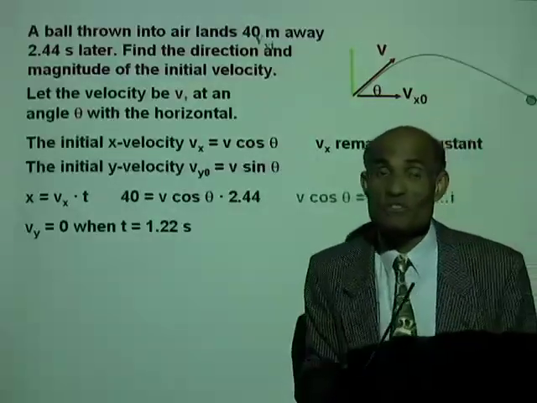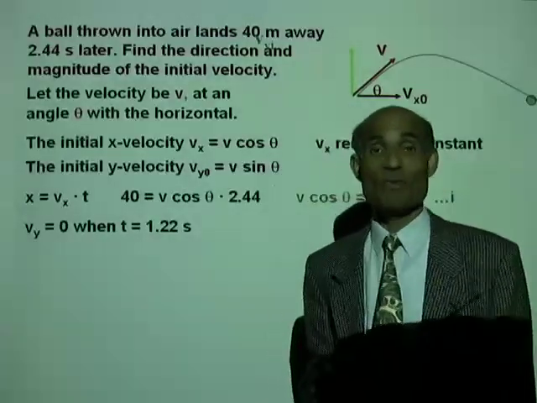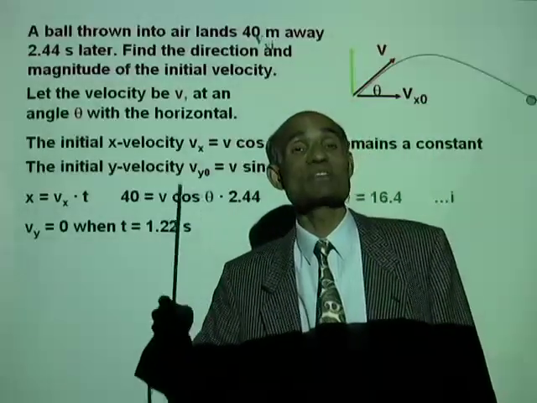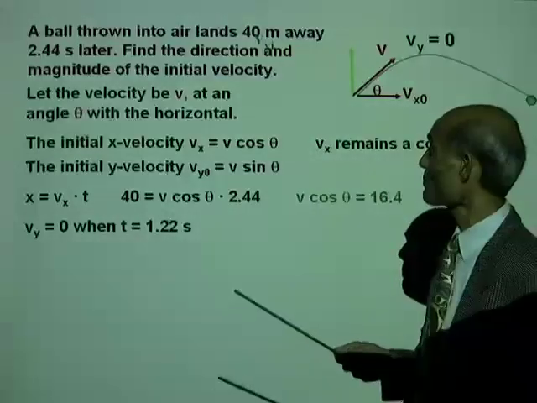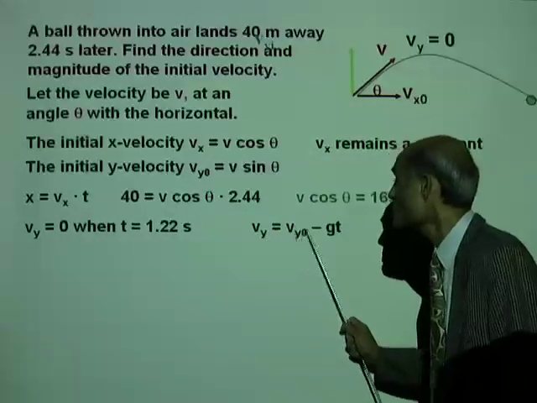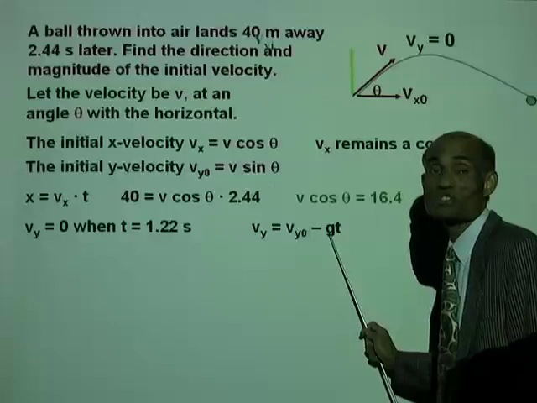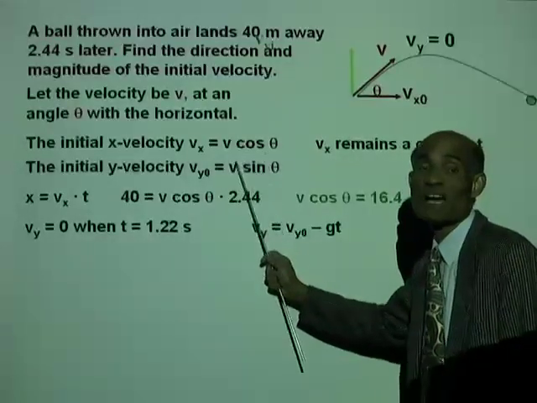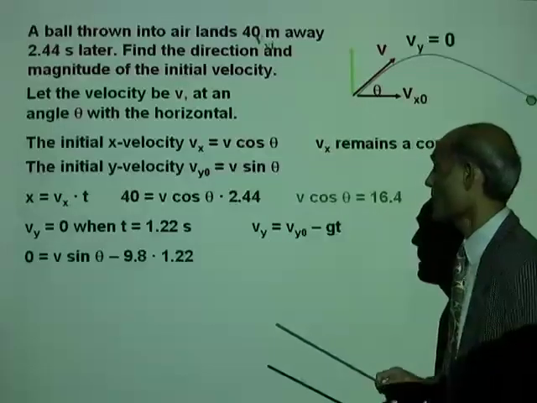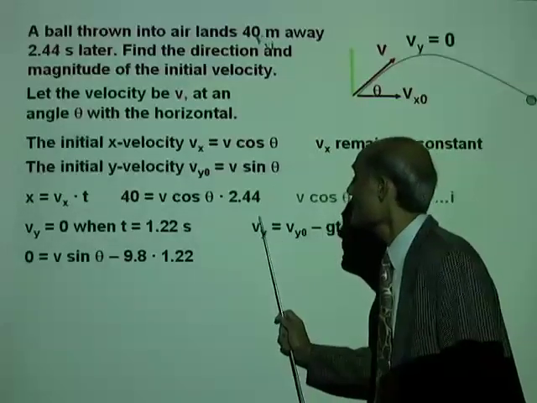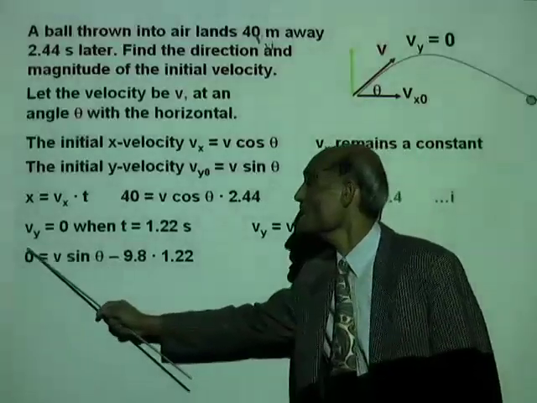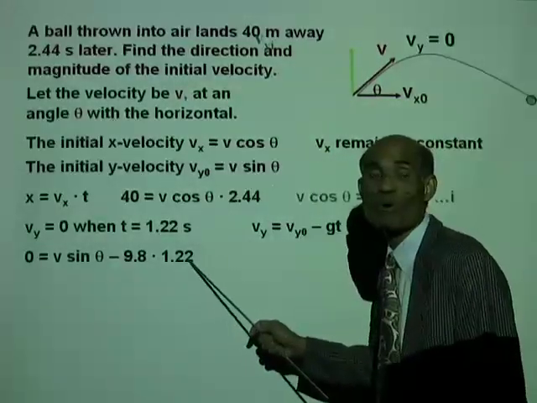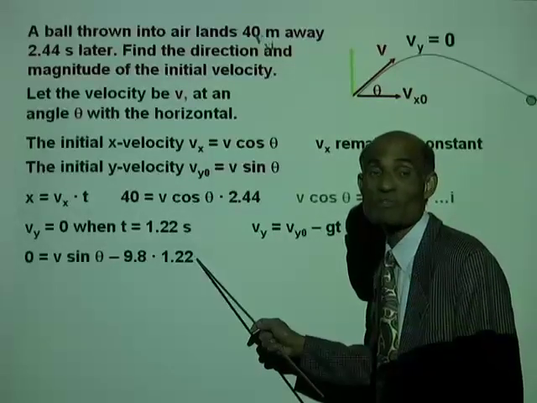And what is the expression for the y velocity? The y velocity Vy is Vy0 minus gt. Is that right? So Vy equal to Vy0 minus gt. And this Vy0 is V sin theta. Alright. So we're going to say this Vy will be equal to 0 when this t equal to 1.22 seconds, half the time of flight.